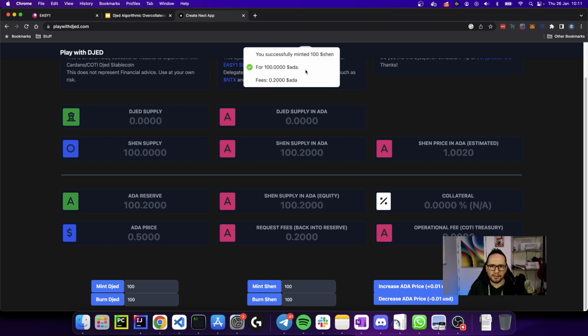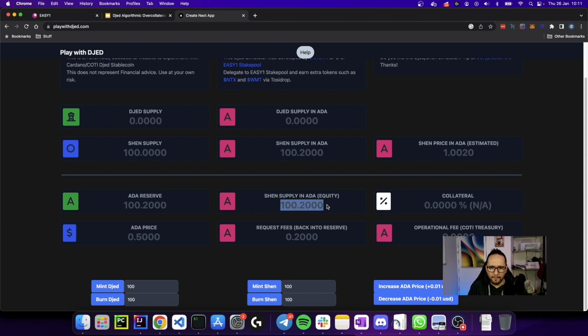This is going to tell us the cost, the fee, and the final amount. So we say that we minted 100 Shen for 100 ADA because it's exactly 1-to-1, and we paid 20 cents of ADA as fees. You can see that the request fees are going here, and these fees, 20 cents, go straight into the Shen supply in ADA, i.e. the equity. You can see that there are twice the same value here. This is an issue. I should really remove one of these and only keep one. So please, let's forget about this one for a second, because the equity is actually the most important amount.